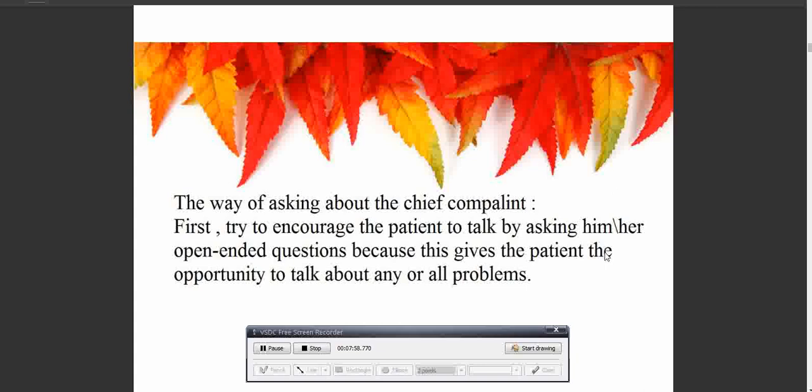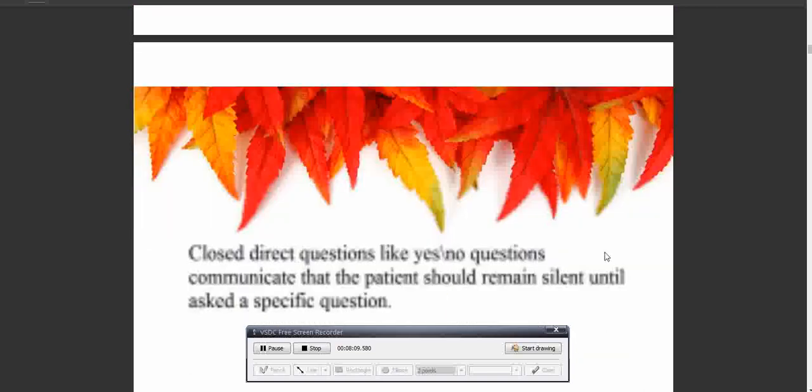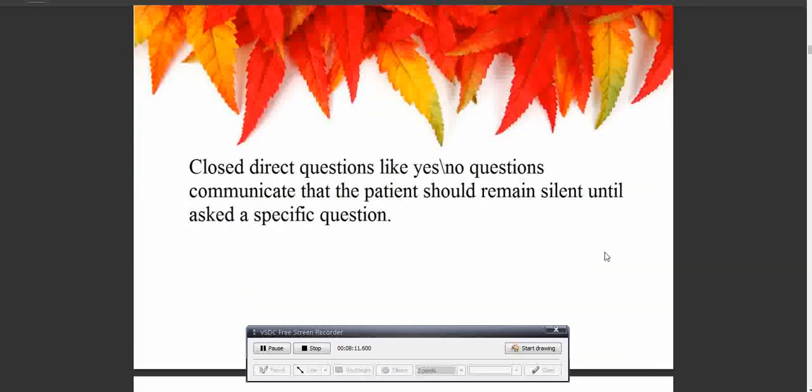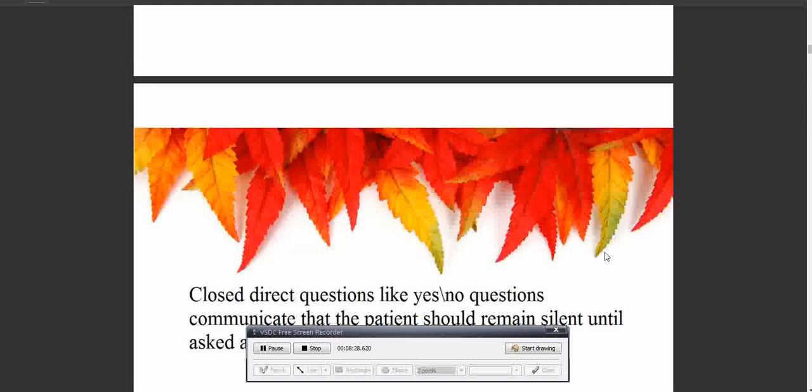clinic. So in asking about the chief complaint, first try to encourage the patient to talk by asking open-ended questions, because this gives the patient the opportunity to talk about any problems. Another aspect is that closed direct questions like yes or no questions make the patient remain silent until asked a specific question. Get me right, closed direct questions like yes or no questions should mostly be avoided, but you can use them in some aspects.